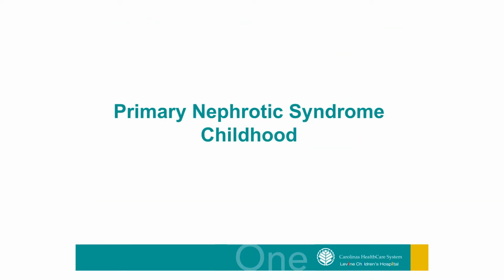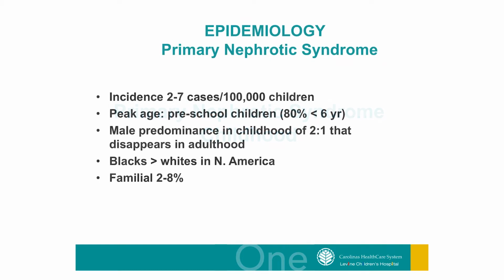So let's talk a little bit about primary nephrotic syndrome in children. The incidence is somewhere between 2 and 7 cases per 100,000 children. I feel like that's all we see day in and day out at our institute. These are our frequent flyers. They're in and out of the hospital all the time. The peak age is in the preschool child, with 80% of cases presenting at less than 6 years of age. There's a slight male predominance, African Americans greater than whites in North America, and some small familial component.